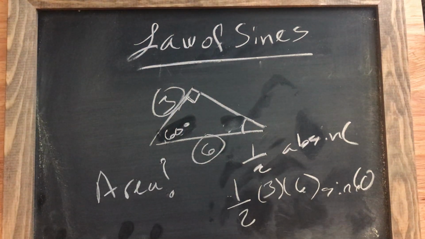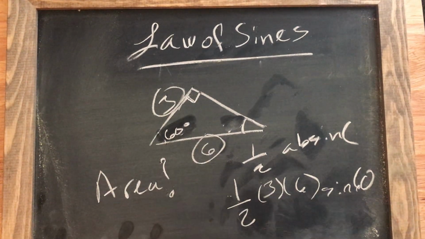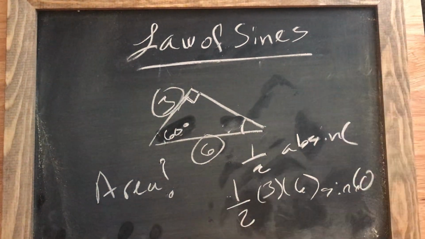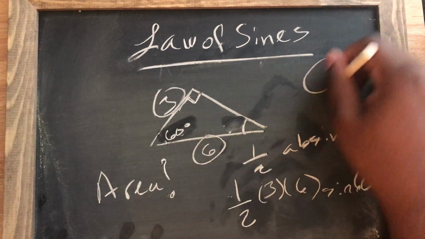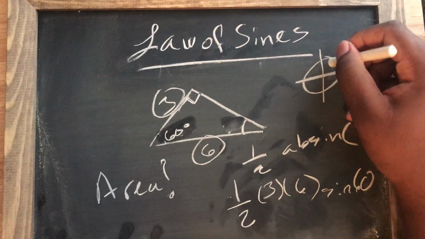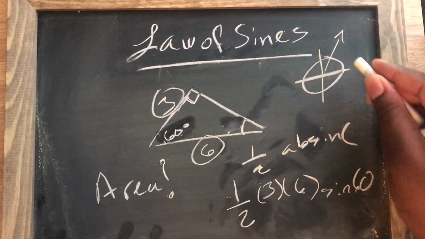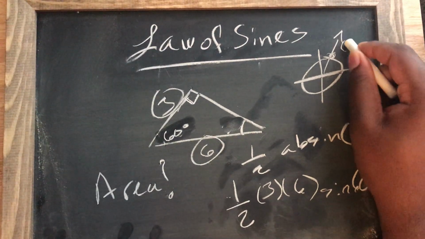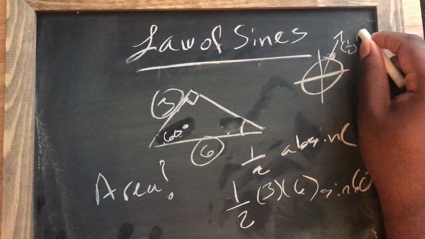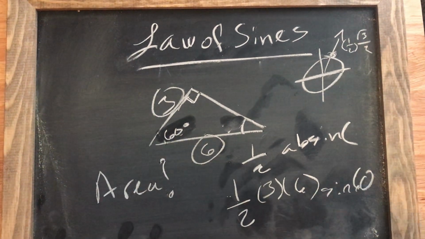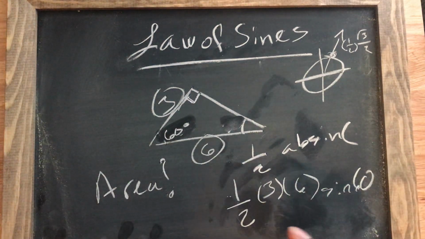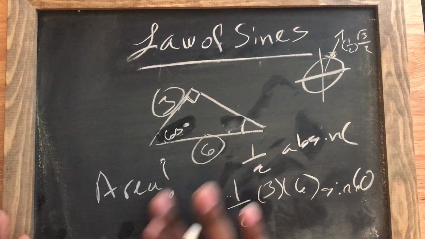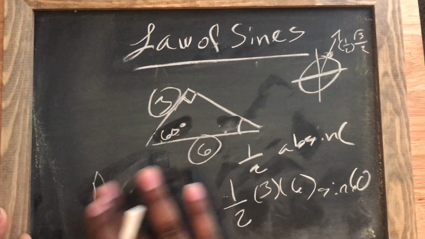Now, sine of 60 degrees, let's see. I mean, we could actually put it in our calculator, but we've got the unit circle. If we look at 60 degrees, which is right here, and we look at the y value of 60 degrees, it's root 3 over 2. So we can see that sine of 60 degrees is going to be root 3 over 2.